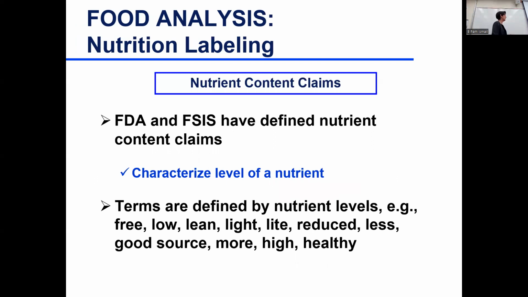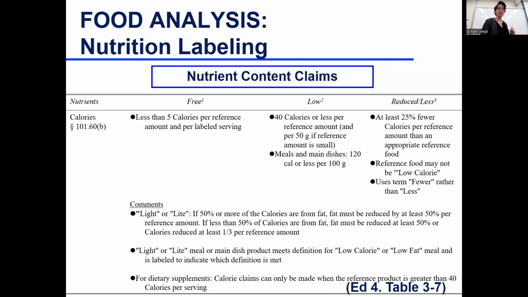There are now nutrient claims. So with nutrient claims, you would say high source of, or a good source of, or an excellent source of, or it's calorie free, or fat free, or low in sodium, or lean in fat, light, reduced, less. There are so many different words that you can put as a claim, but each of these has a specific definition as to when you can use them.